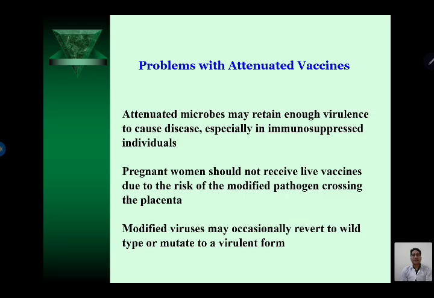So the problem with attenuated vaccines is that we give them as per instruction and under the supervision of medical professionals, and they are not commonly used in pregnant women, because they can cause problems by crossing the placenta and reaching the baby, ultimately causing problems to the baby.